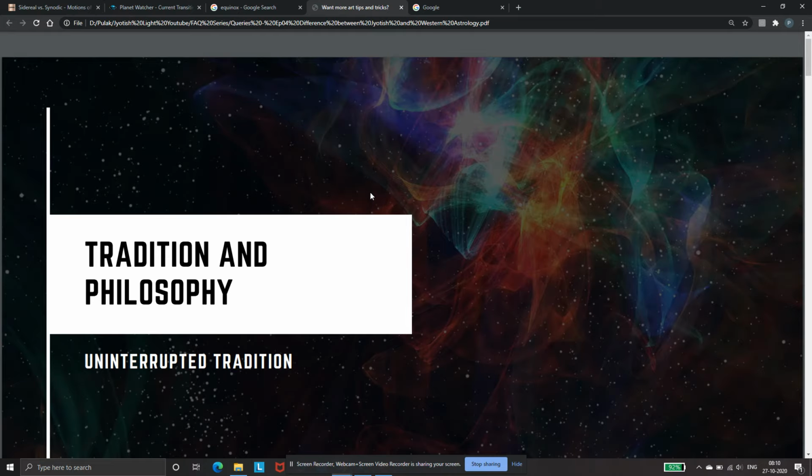certain Sanskrit texts were compiled, like the Brihadarashtra or Shastra. Most of them have been lost. Some are still in existence, but by and large, the tradition has continued to operate uninterrupted.